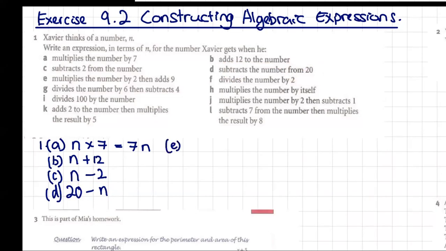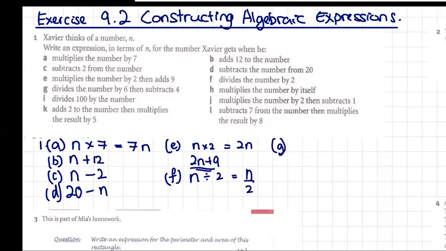Question E. Multiplies the number by 2. Okay, you have 2 steps here, times 2 first, and then I add 9. So I'm going to multiply by 2 first, and I'm going to add 9. So this is my final answer, 2n plus 9. And then divide the number by 2. Question F, if I look at it, we just divide the number by 2, or I can just write it as n over 2.